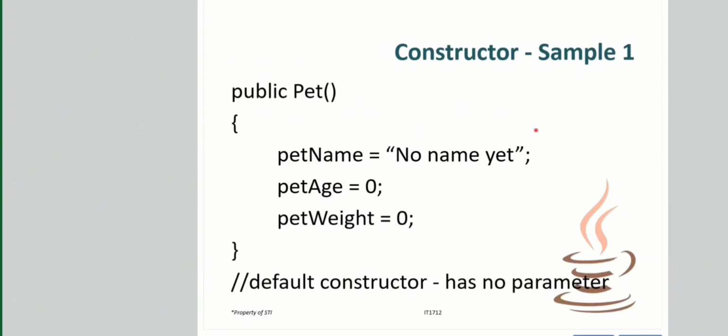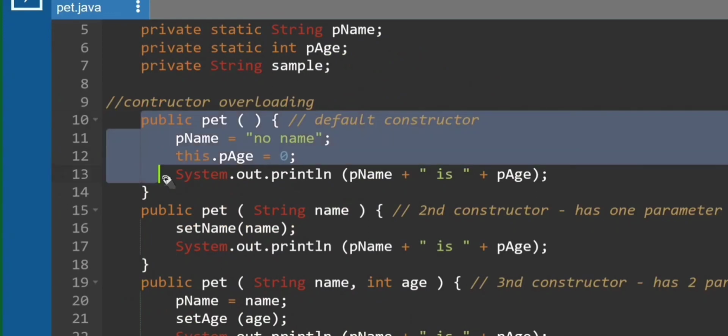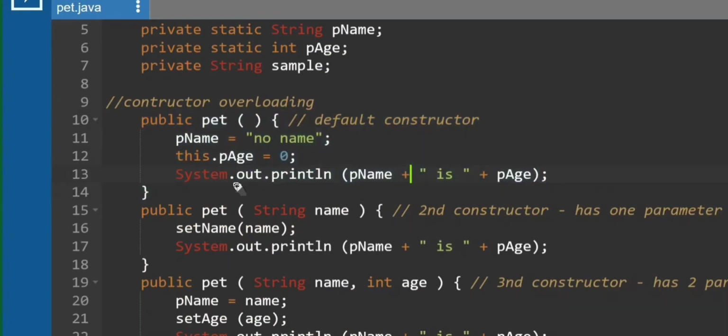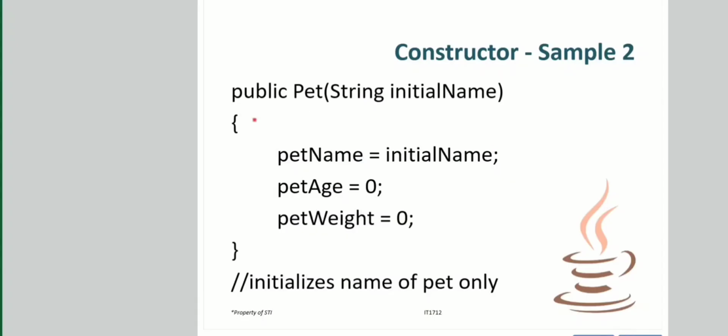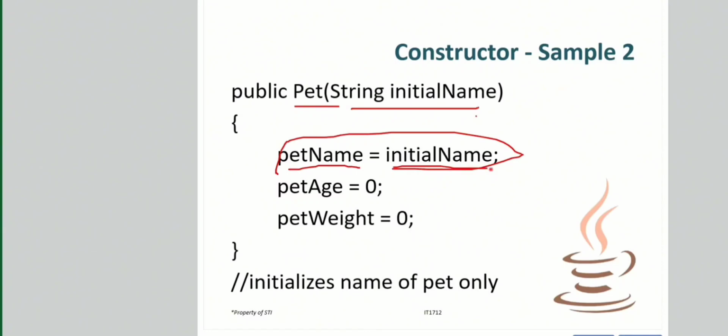So we have here constructors. First example, we have the default constructor, like what I said earlier, a default constructor that does not contain anything. I just added the system.out.println for us to display its content without using system.out.println in our main method. We have another constructor, Pet with string initial name, so you can provide a value for pet name only. Initial name is the value from our constructor, while age and weight are set to 0.